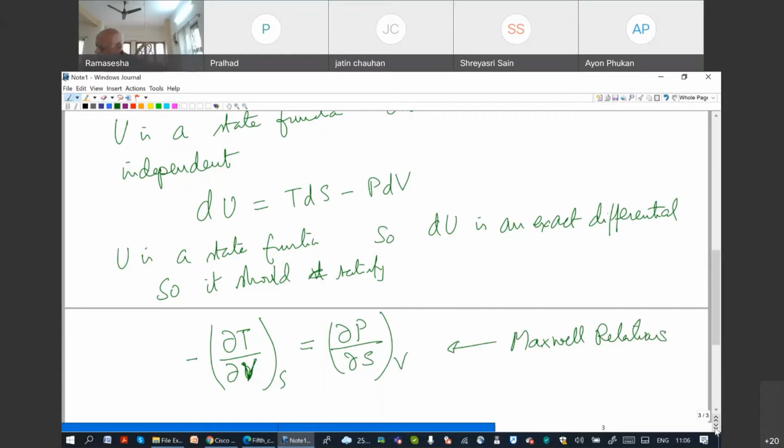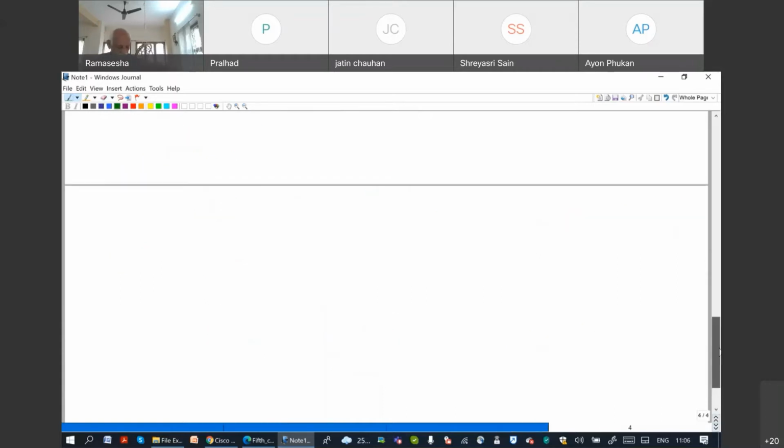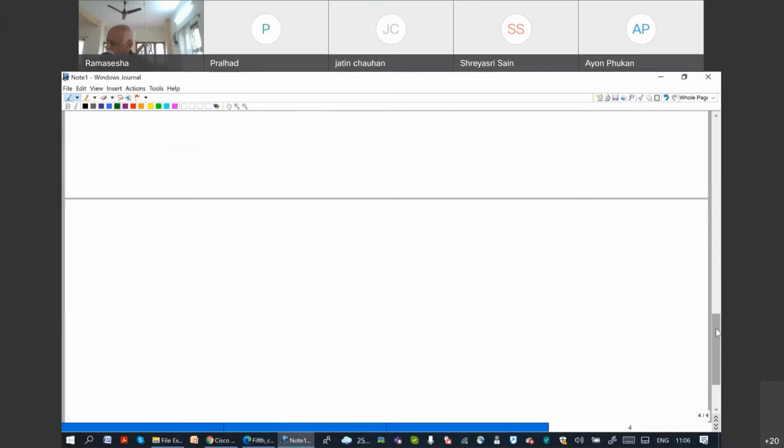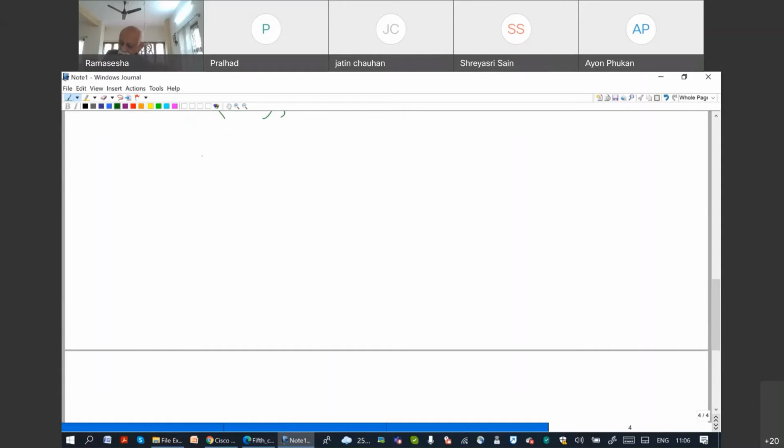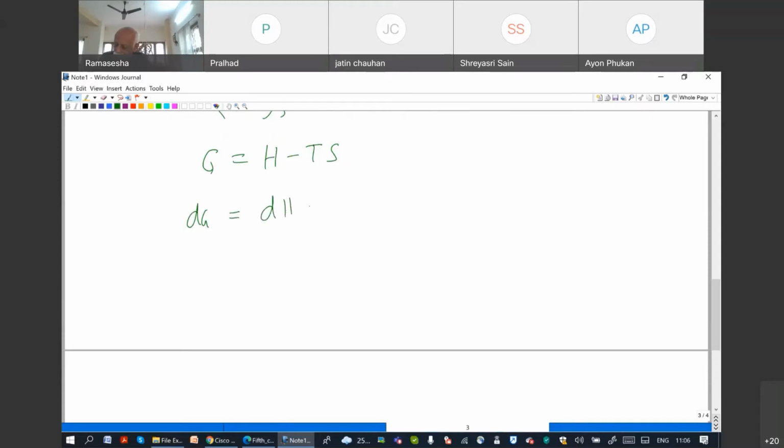I can also derive one more Maxwell relation, just to show you. Now let us see the equation for Gibbs free energy. What is the definition? G equals H minus TS, good. So what is dG equal to? dH minus TdS minus SdT, because you have to do the differentiation with respect to both of them, right?